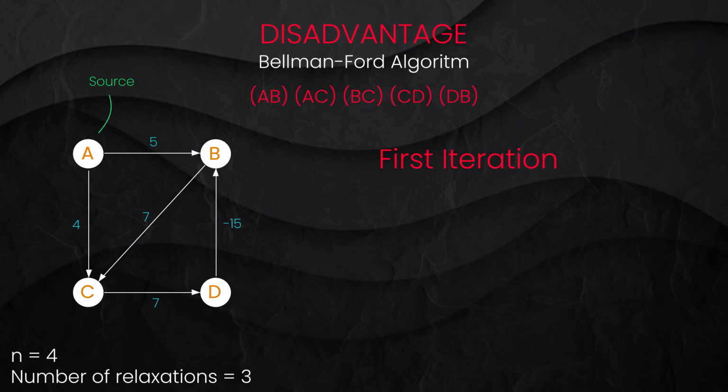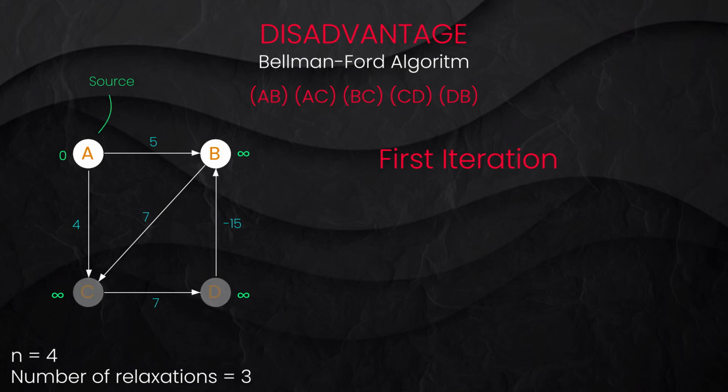So let us see the first iteration. In the first iteration, we have taken the value of A as 0 and all the other nodes will be taken as infinity. Right. So let's start the first iteration using the same formula. The source node is A, so the value for the source node will be 0. All the other nodes will be taken as infinity. Now let's start our iteration.